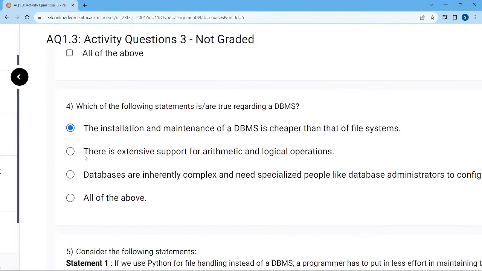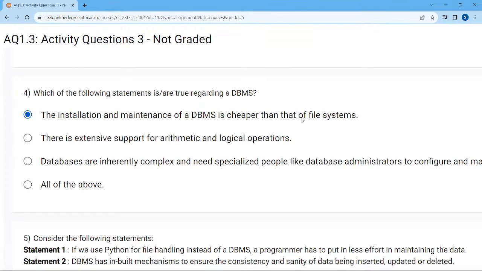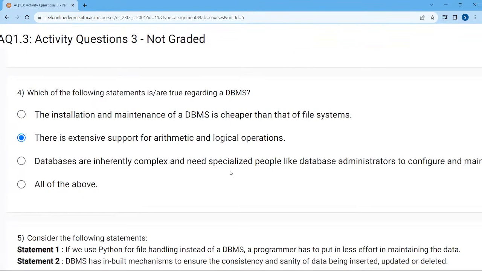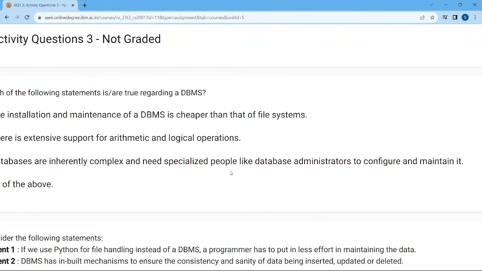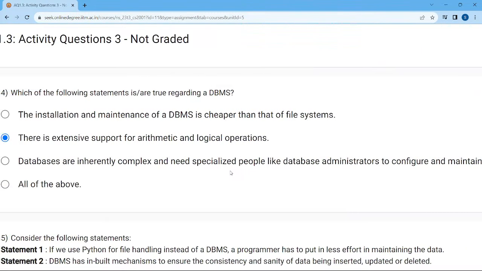Which of the following statements is true regarding DBMS? The installation and maintenance are no, wrong. There is extensive support of arithmetic and logical operation. Yes, I guess, but no, I don't think this is right. Databases are inherently complex and need specialized people like a database administrator to configure and maintain them. This statement is true.